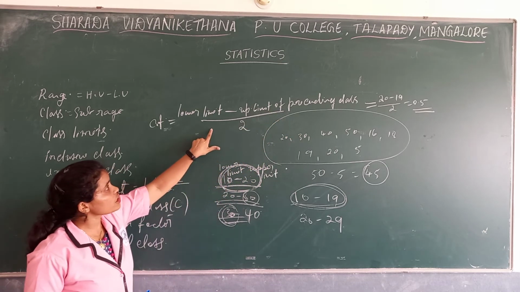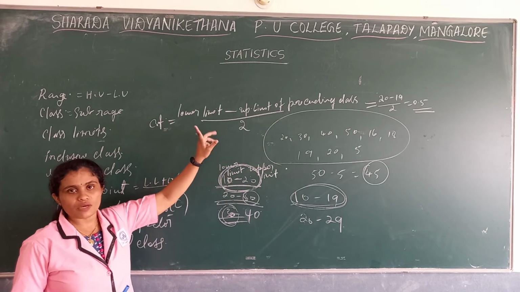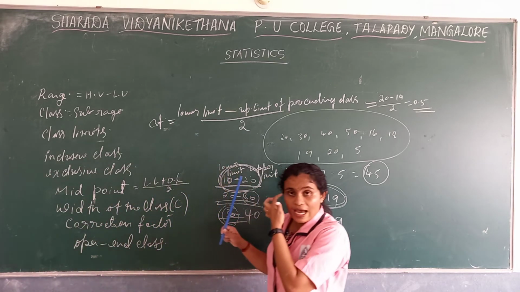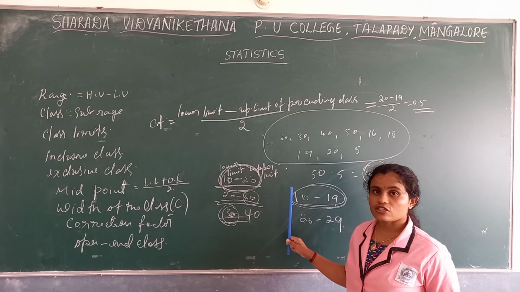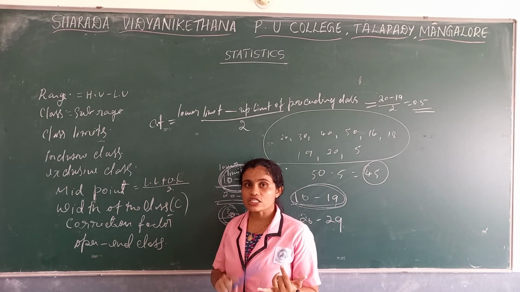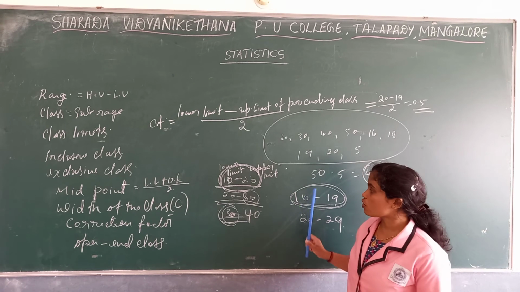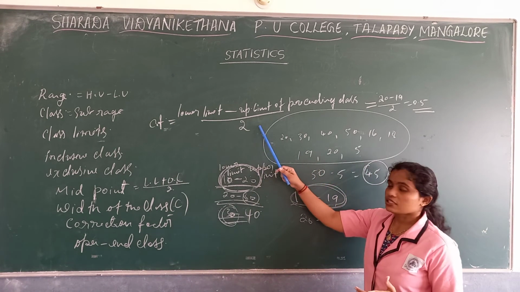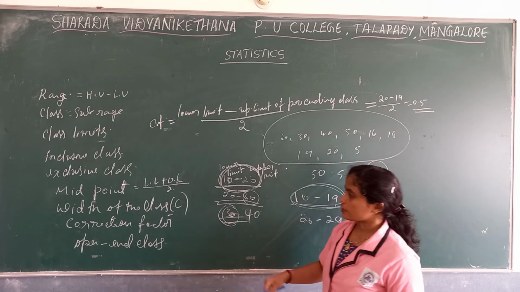But you should know this formula for the purpose of 1 mark and 2 marks questions. What do you mean by correction factor, and for what purpose do we use correction factor? It is a most appearing question. Correction factor is used in order to convert inclusive class intervals into exclusive class intervals. So this is about correction factor.